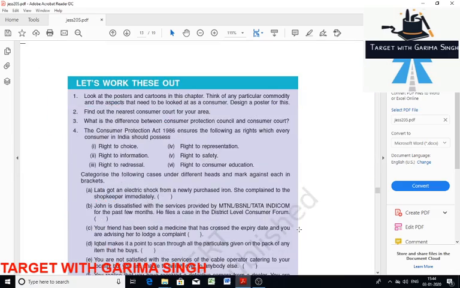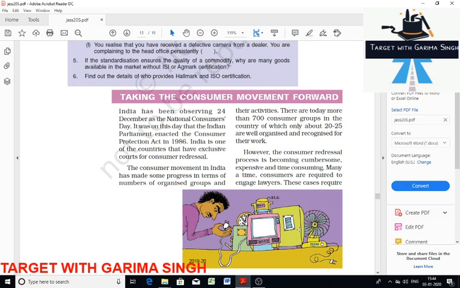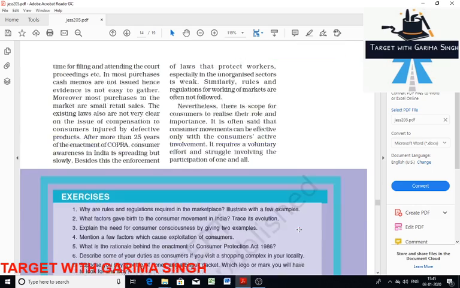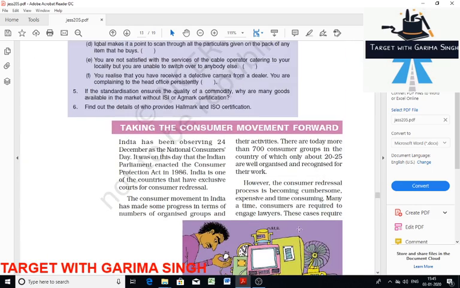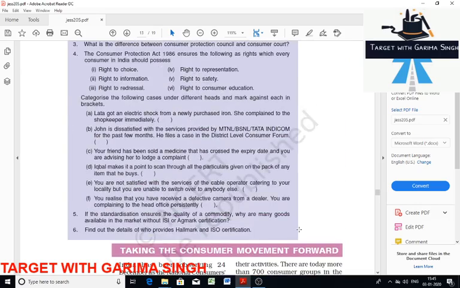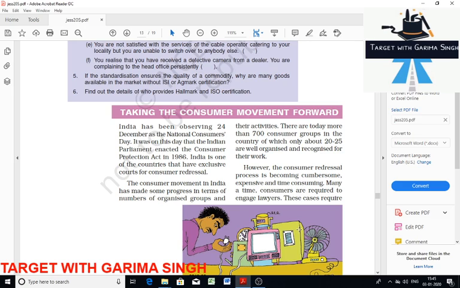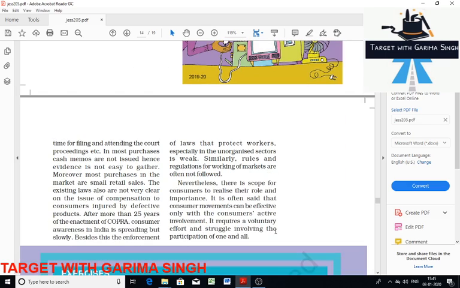Then there is a redressal process, but there are demerits also. So what are the demerits of the consumer redressal process? The consumer redressal process has become cumbersome, expensive and time consuming. That's why people avoid going to the consumer forum. Many a time consumers are required to engage a lawyer. These cases require time for filing and attending the court proceedings, so it is expensive. Then in most purchases cash memos are not issued, hence evidence is absent.